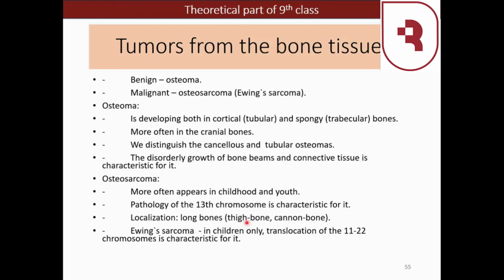Osteosarcoma more often appears in childhood and in young people. Pathology of the 13th chromosome is typical for it. The typical localization is long bones like the shin bone and cannon bone. Ewing sarcoma manifests itself in childhood only, in case of translocation of the 11th and 22nd chromosome.